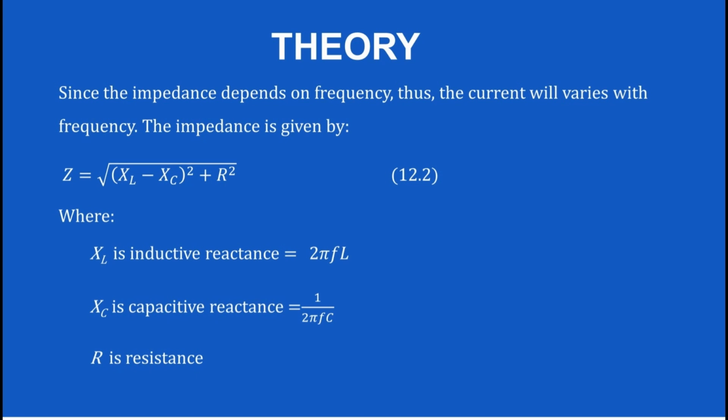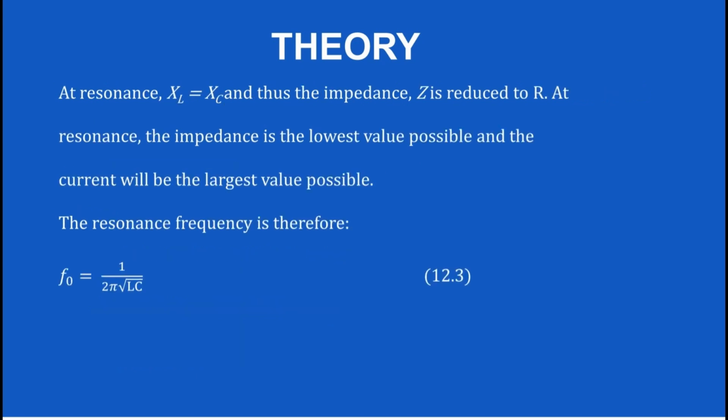The impedance is given by Equation 12.2: Z equals the square root of (inductive reactance minus capacitive reactance) squared, plus resistance squared. At resonance, inductive reactance, XL, is equal to capacitive reactance, XC, and thus the impedance, Z, is reduced to resistance, R. At resonance, the impedance is the lowest value possible and the current will be the largest value possible. The resonance frequency is therefore Equation 12.3: f equals 1 divided by 2π times the square root of inductance times capacitance.